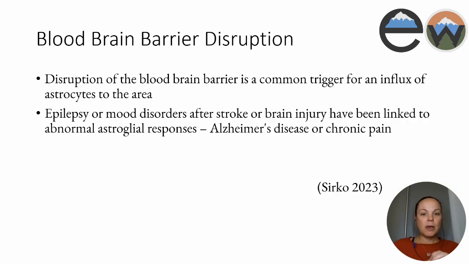Okay. So when there is a disruption at the blood-brain barrier, that is a common trigger for an influx of astrocytes to the area. So this is where it leads us into why we talk about astrocyte and microglia dysfunction, because individuals with connective tissue issues might be more prone to a disruption at the barrier, and that is going to cause this reaction of astrocytes to the area. Okay, and then we're maybe not the best at controlling it.